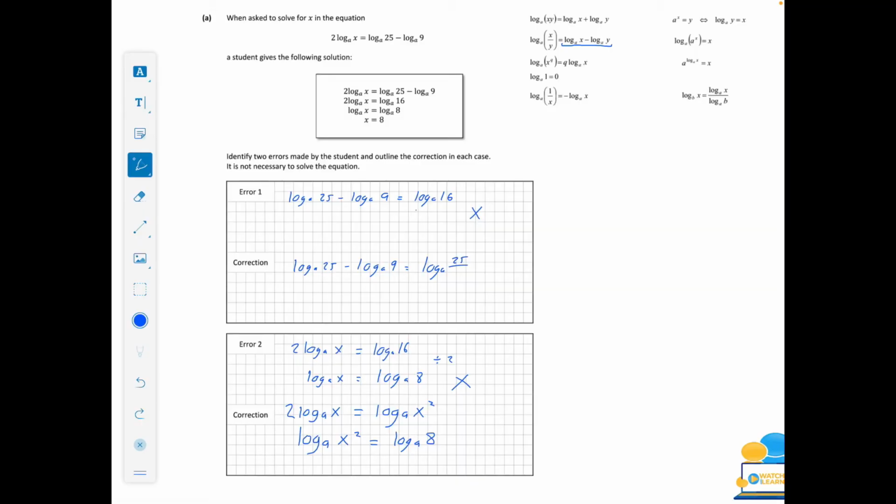If you did want to solve that from there, then we have logs at both sides. You could have gotten rid of the logs, but we're not actually asked to solve it in this case.